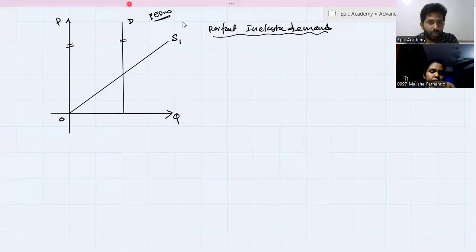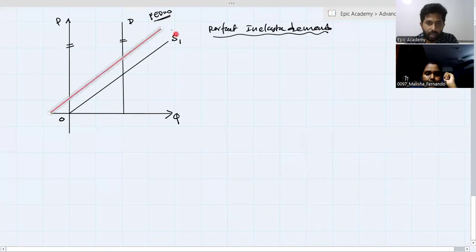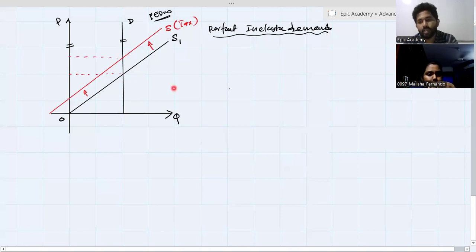So what happened to the supply curve? The supply curve shifts upward, something like that, a parallel line to the first one. This is S. With the unit tax, it shifts upward. So what will happen? Because of that kind of situation, quantity is not going to change. But what will happen to the price? Price increases. Only the price changes. There's no effect on the quantity.